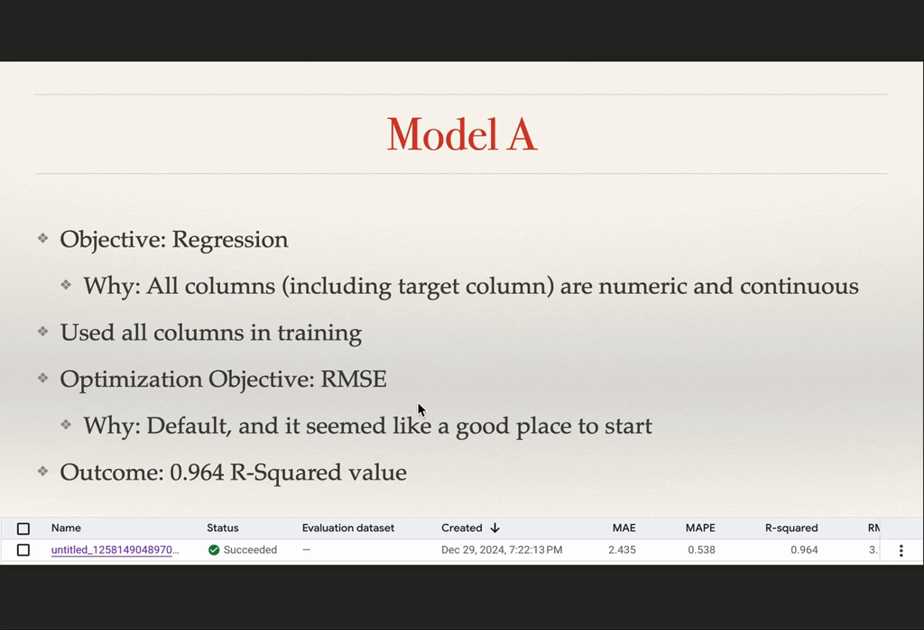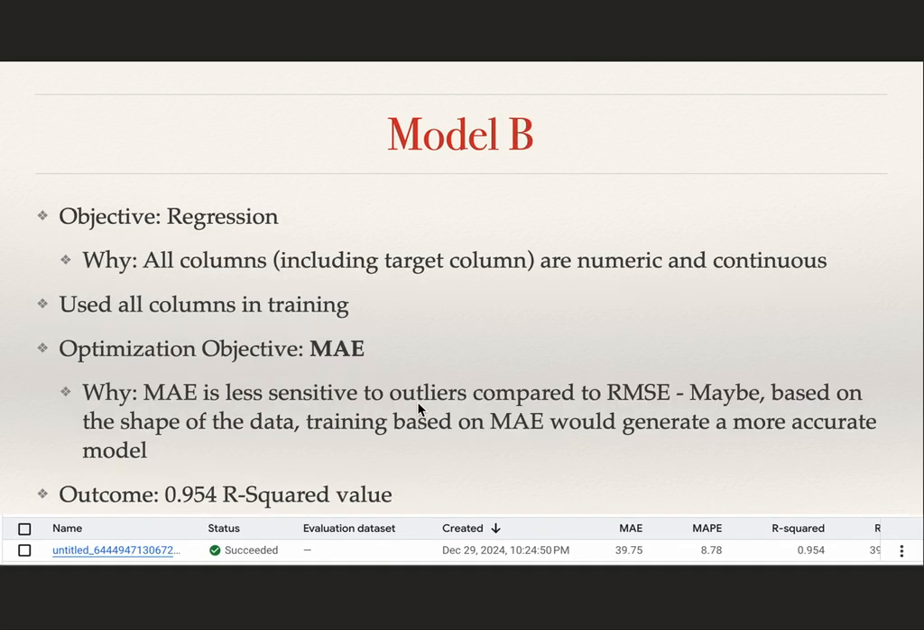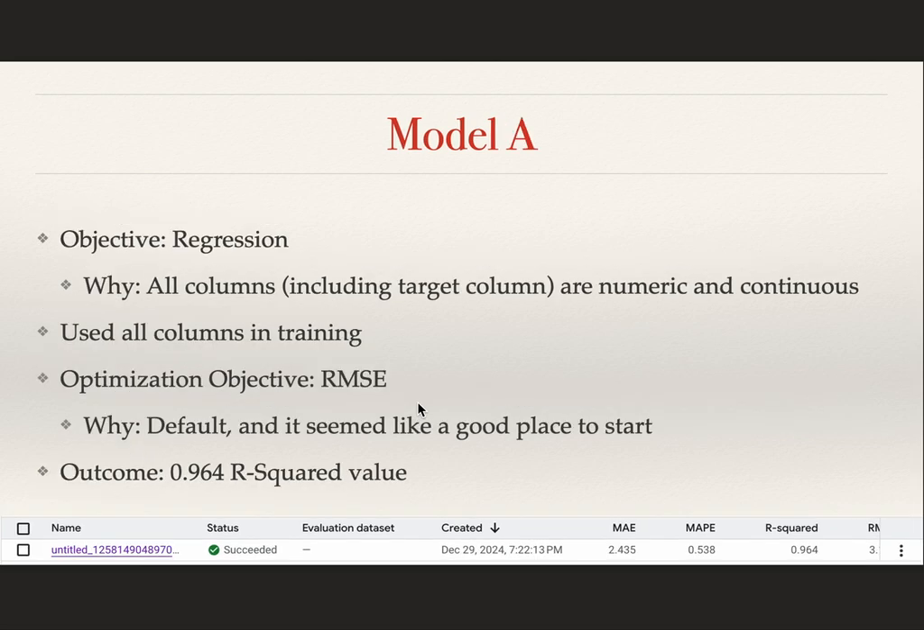I know the difference between RMSE and mean absolute error is that this one is a little bit more affected by outliers. Not really sure what the data looks like in terms of the distribution, but I figured why not start here. So I generated this model, and the output was an R² value of 0.964. So this is very strong. So I felt like I was very happy to start here.